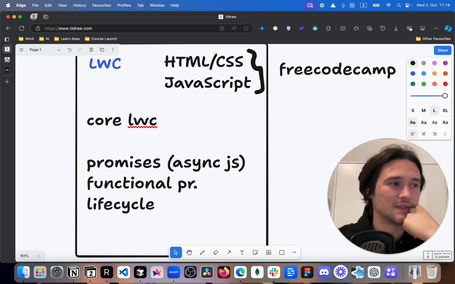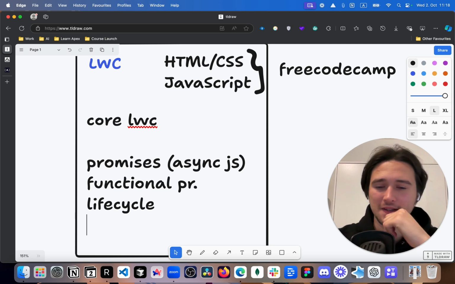So we have lifecycle. What else? What else am I missing? There's another topic that people struggle with that I forgot.